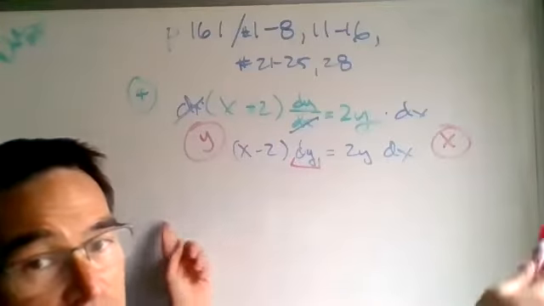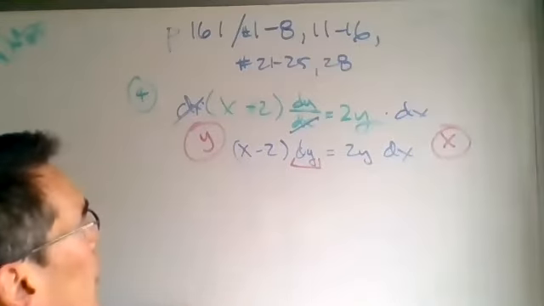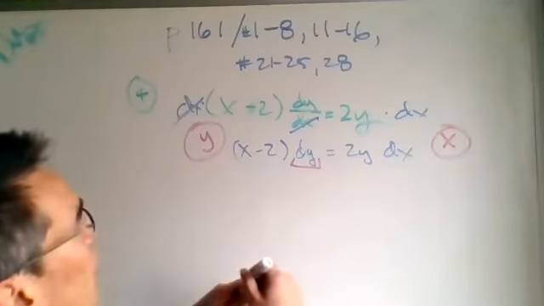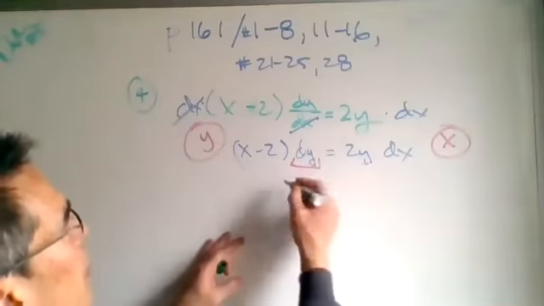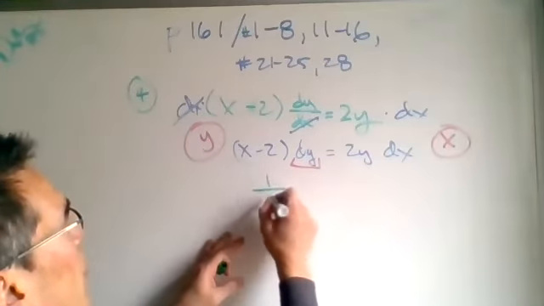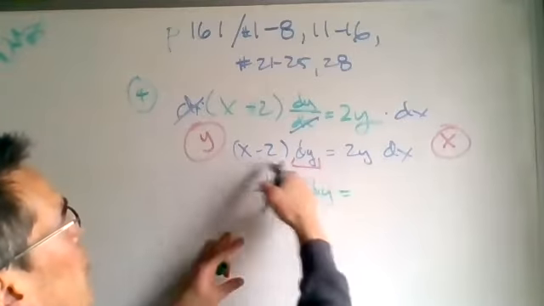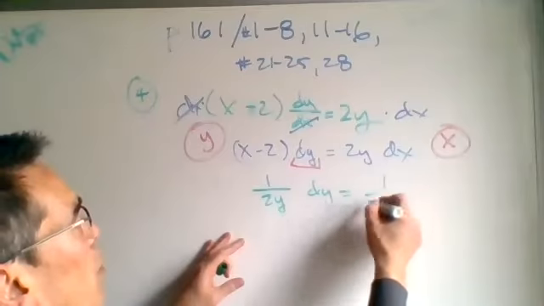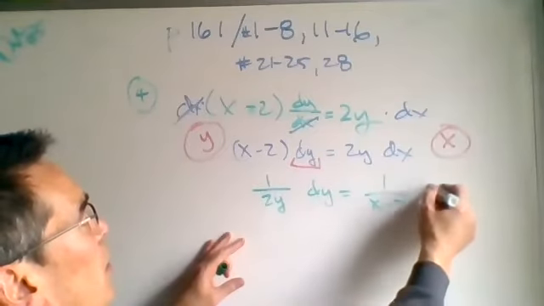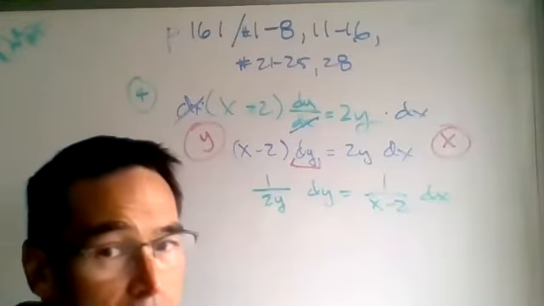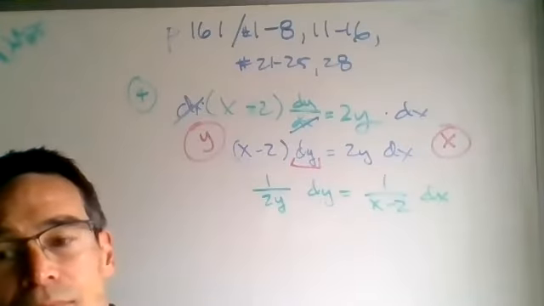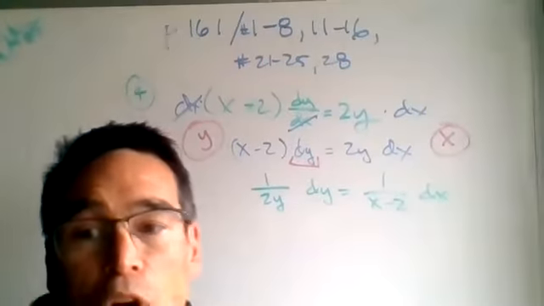Does that make sense? I have to move those to the side. If I move this over here, it'll have a 1 over 2y dy. I move this over here, I have to divide by it, so 1 over x minus 2 dx. How's that?